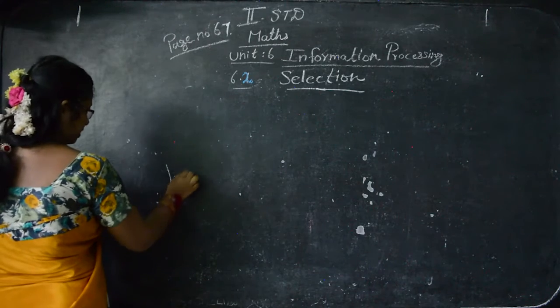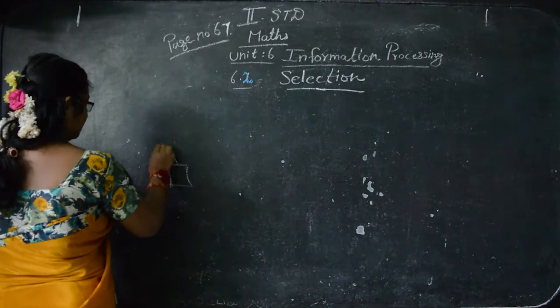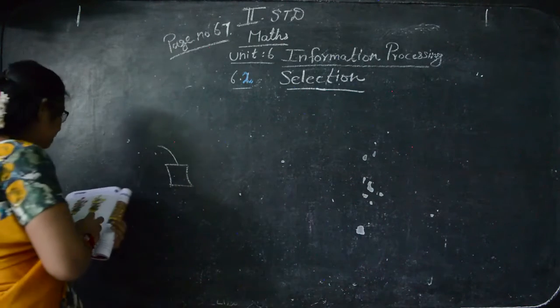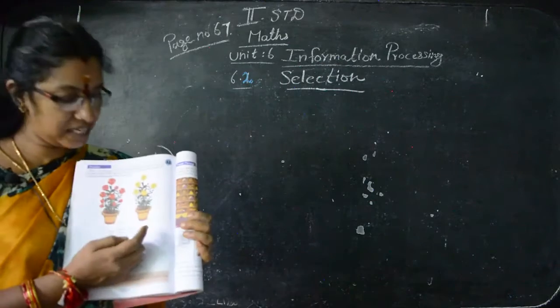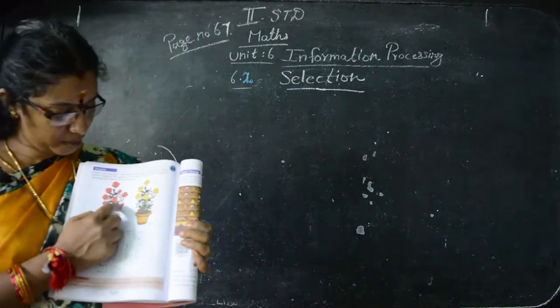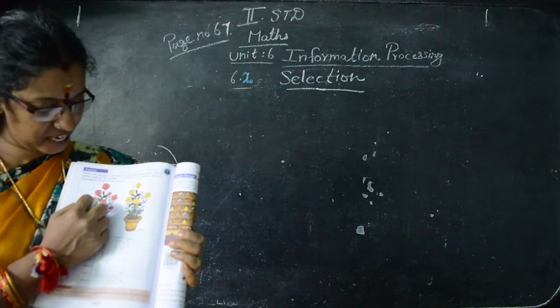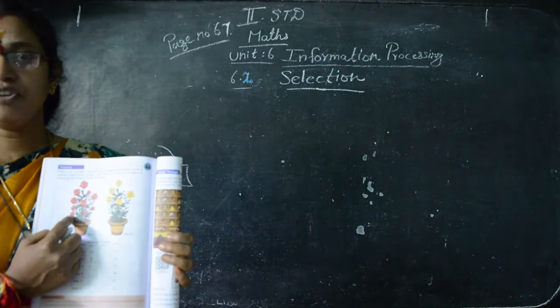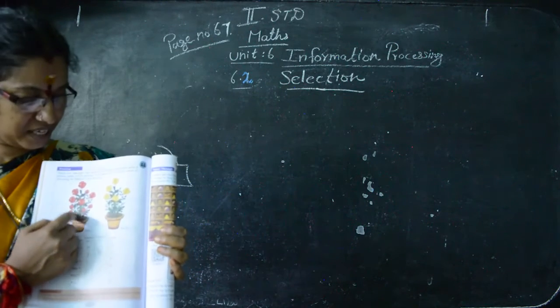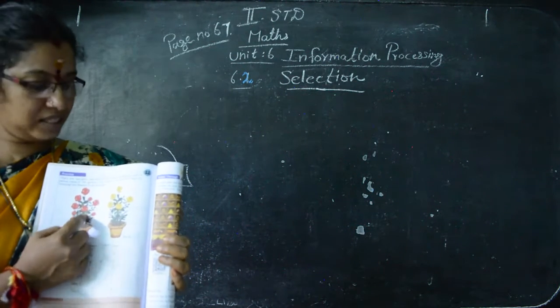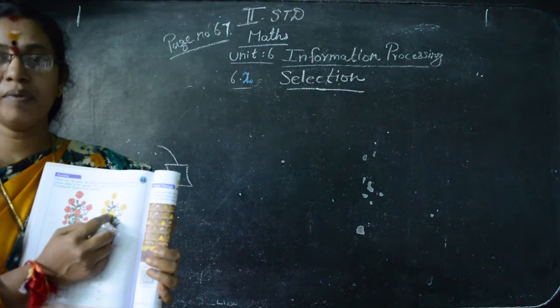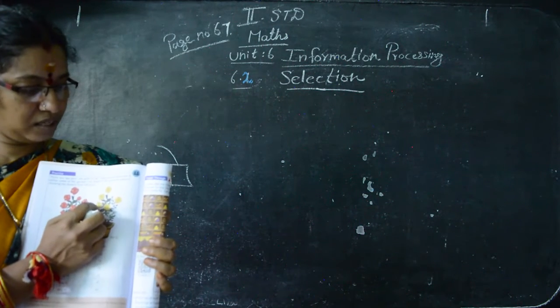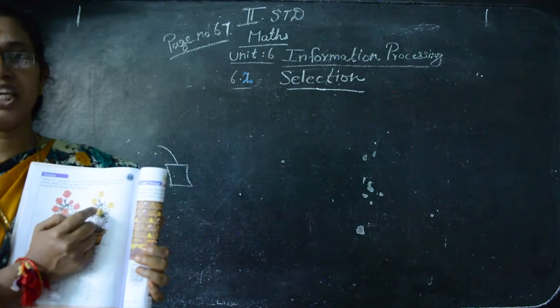One flower pot is given. Okay, in that how many flowers are there? Count children. You count how many red flowers are there. 1, 2, 3, 4, 5, 6, 7, 8, 9, 10. 10 you got? Yes, you are getting 10 red flowers. Then you count these yellow flowers. How many are there? 1, 2, 3, 4, 5 flowers are there in yellow color.